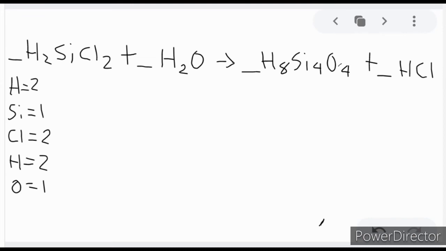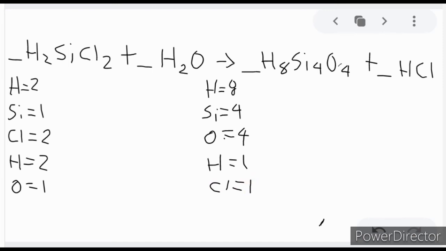On the other side, or on the right side, we have H, which is equal to 8, then Si, so we have Si, which is equal to 4, and O, which is also equal to 4, then plus HCl, so we have H again, which is only equal to 1, and Cl, which is also equal to 1.